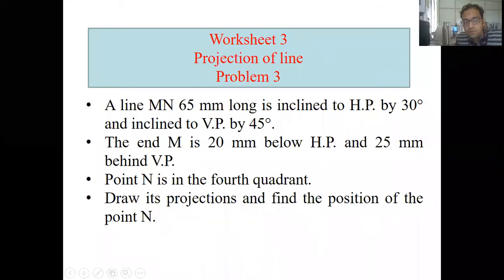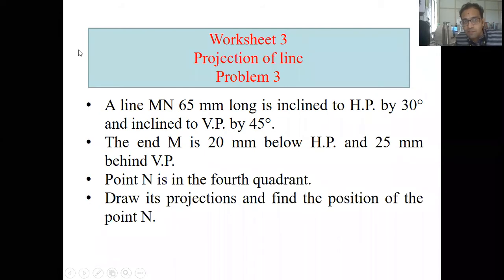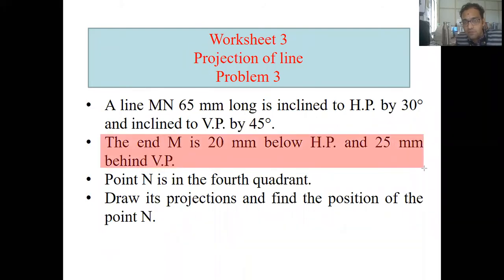So let us start with problem number 3. Line MN is 65 mm long and it is inclined to the horizontal plane by 30 degrees and to the vertical plane by 45 degrees. Endpoint M is 20 mm below HP and 25 mm behind VP. So below and behind indicate the position in the third quadrant. Okay, below HP, behind VP.